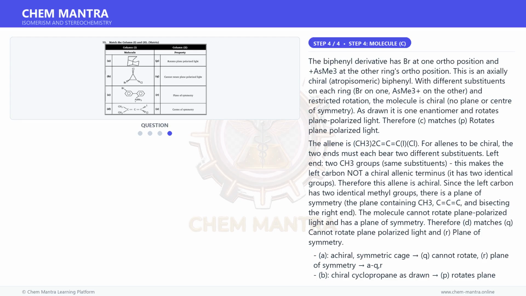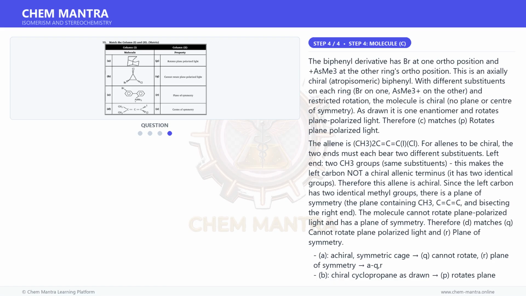And for the next step, the biphenyl derivative has Br at one ortho position and AsMe3+ at the other ring's ortho position. This is an axially chiral, atropisomeric biphenyl. With different substituents on each ring, Br on one, AsMe3+ on the other, and restricted rotation, the molecule is chiral, no plane or center of symmetry. As drawn, it is one enantiomer and rotates plane polarized light. Therefore, C matches P, rotates plane polarized light.